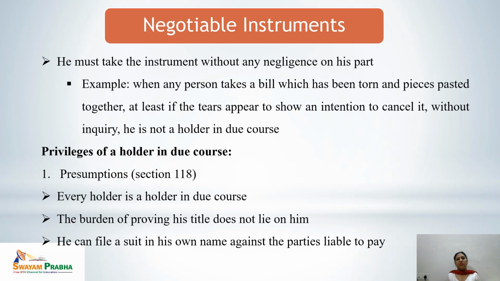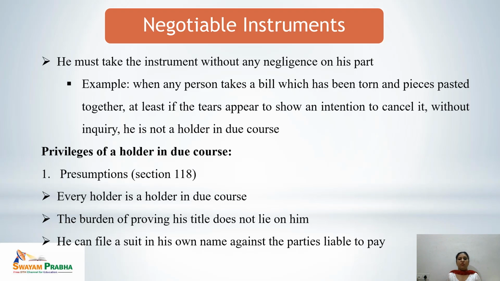Next, let's discuss the privileges of a holder in due course. That means what kind of benefits, what kind of privileges are given to a holder in due course. One is the presumptions. Presumptions are discussed under section 118 of the Negotiable Instruments Act. So under the presumptions, the first assumption is that every holder is a holder in due course. The person who holds the bill is a holder in due course.